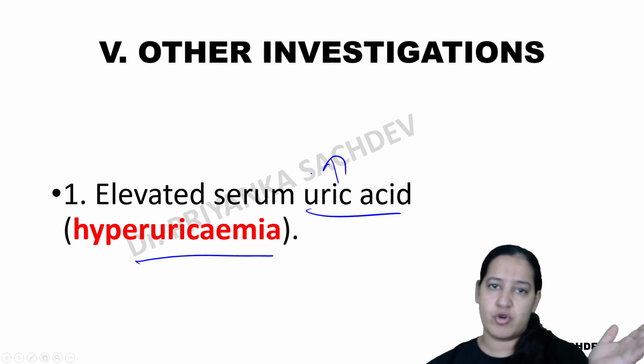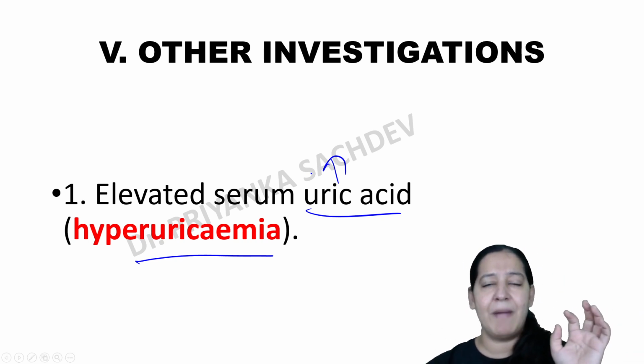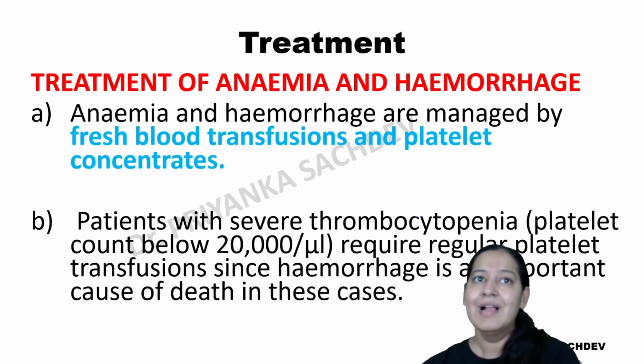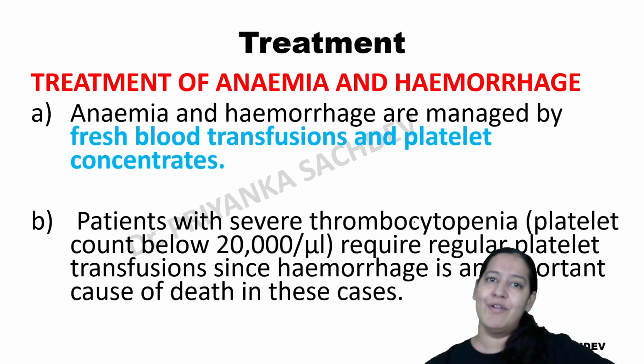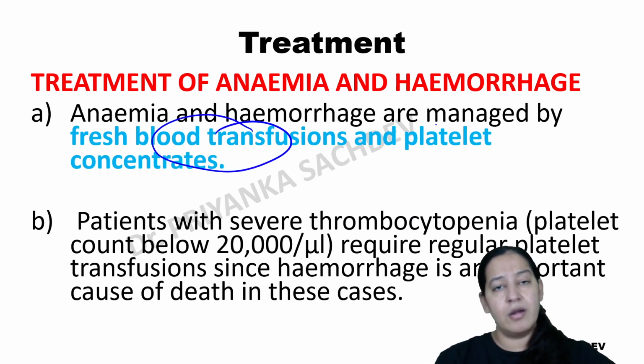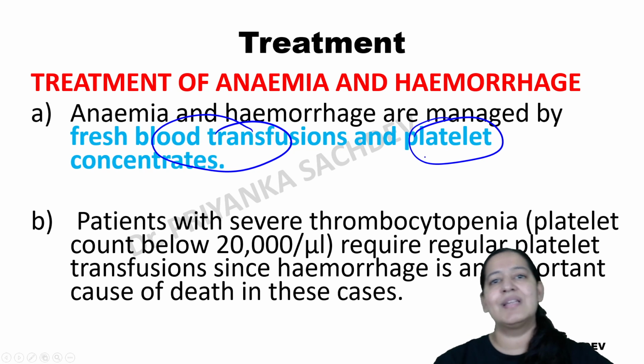All of them will be destroyed. The nucleus, purines and pyrimidines will get converted into uric acid. So hyperuricemia will be there, gout will be there. Treatment, last thing, treatment. How will you treat it? For anemia, give blood. For thrombocytopenia, give platelets. So that is supportive treatment.